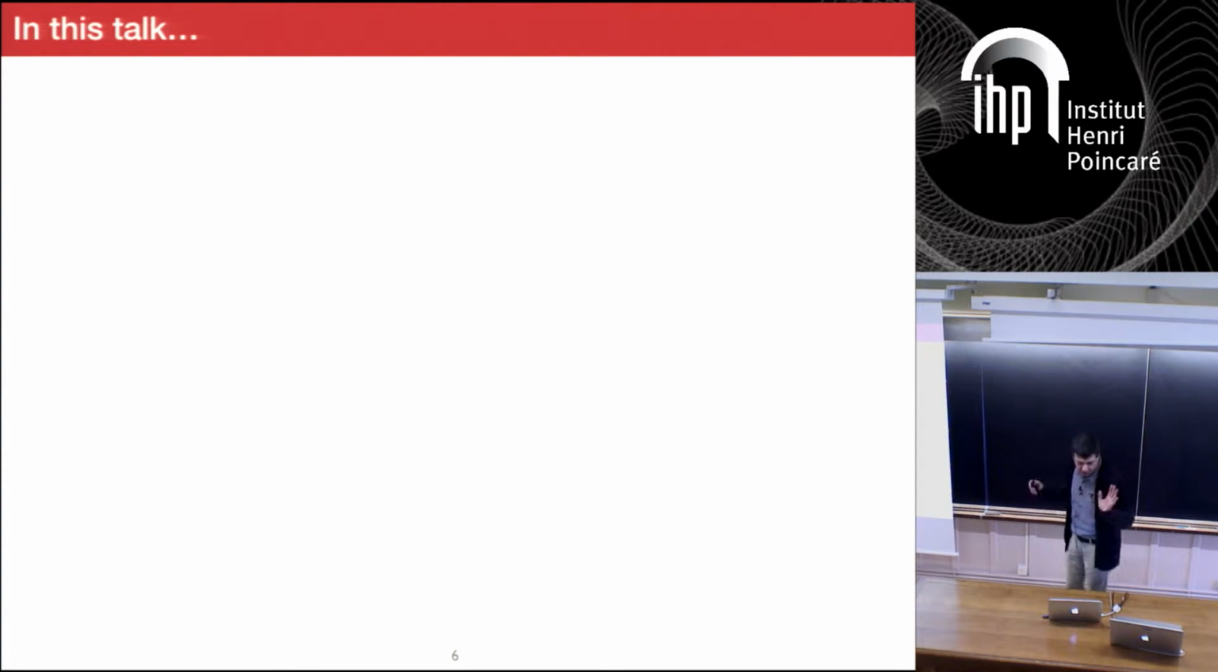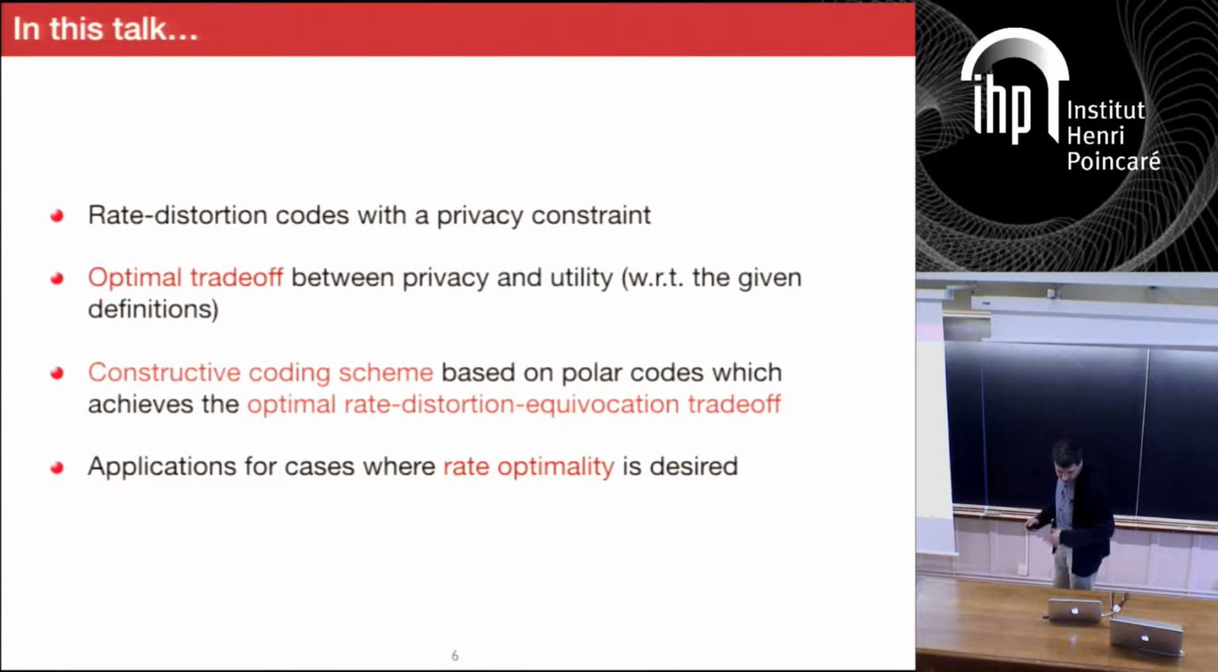Now, okay, let's go back. Let's do something different for the time being. I'll come back on the very last slide, in the conclusion, because we have a conjecture revolving around this. So in this talk, we look at rate distortion codes with privacy constraints. We look at codes which give us this rate distortion behavior with some additional privacy. So we have a special setup, I'll explain this in a second. And we look at the optimal trade-off between privacy and utility with respect to the definitions I'm introducing on the next couple of slides.